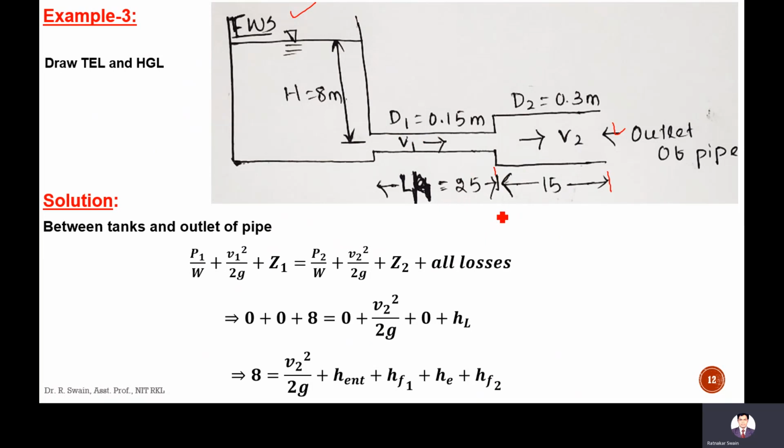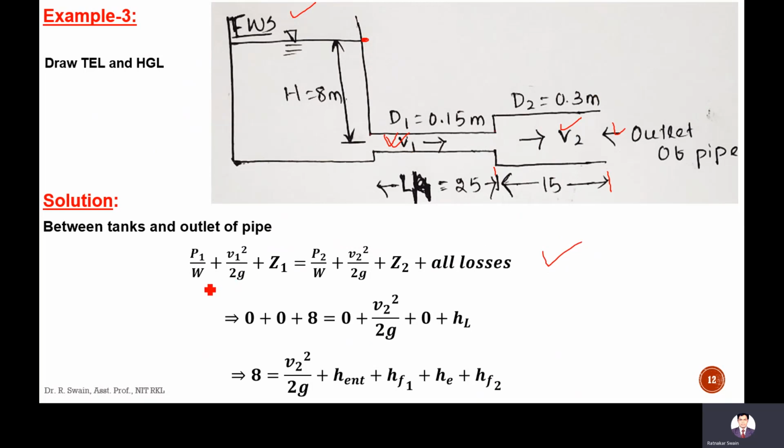First we have to use Bernoulli's equation to calculate this V1 and V2, which we don't know. Only if we can calculate V1 and V2 can we calculate the energy losses. Total energy here will start from 8 meter. The total energy line starts from here, but gradually it will reduce towards the flow. To calculate the energy losses, here the friction loss, the entrance loss, and the expansion loss, we need velocity V1 and V2. So for that we have to apply Bernoulli's equation.